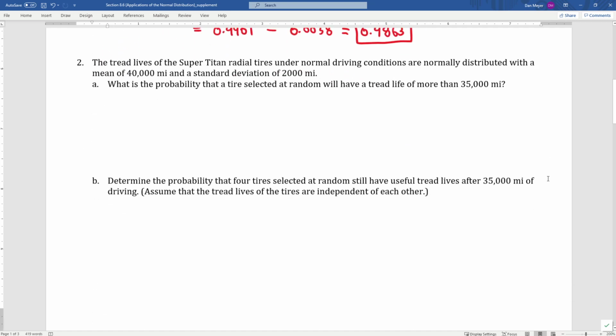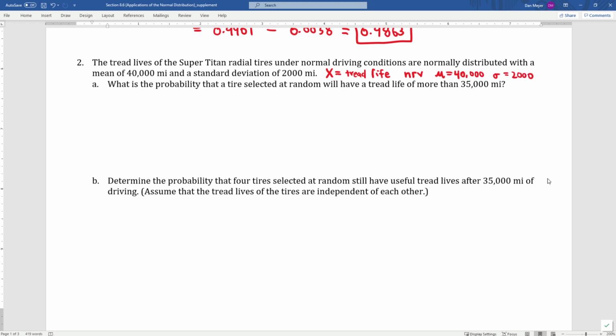The tread lives of Super Titan radial tires under normal driving conditions are normally distributed with a mean of 40,000 miles and a standard deviation of 20,000 miles. So we're going to have a random variable x, which is going to give us the tread life. And the problem tells us that it's a normal random variable with a mean of 40,000 and a standard deviation of 2,000.